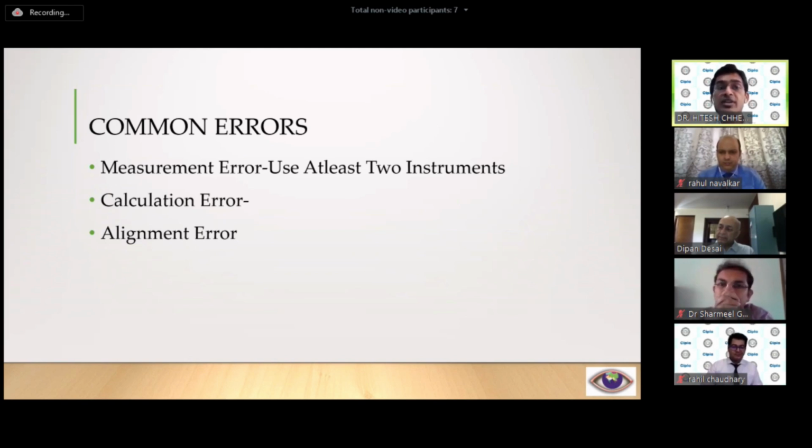Second is the calculation errors. When you put all your data into the IOL calculation formulas like Barrett or any other Alcon toric calculator, there can be some error in putting the data. And the third one is the alignment error. This is intraoperative alignment of the axis. The error can occur in these three places.